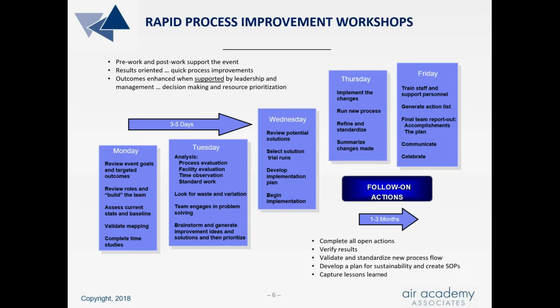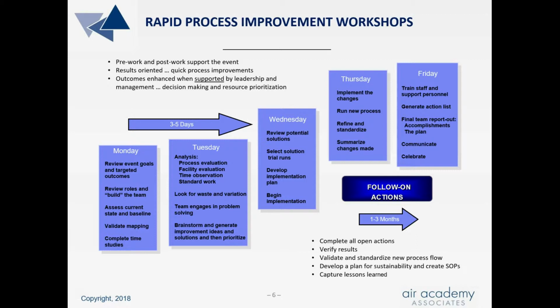Rapid process improvement workshops help to bring about quick process improvement. They are results-oriented and can range from daily continuous improvement and unit-based PDSAs to multi-month complex projects. They basically follow the DMAIC methodology with define and measure many times being done in the pre-work and control being accomplished in the post-work or follow-on actions. Leadership and management enhance the outcomes by making timely decisions and by making resource allocation a priority. Normally, the event is 3 to 5 days of engaged activity.